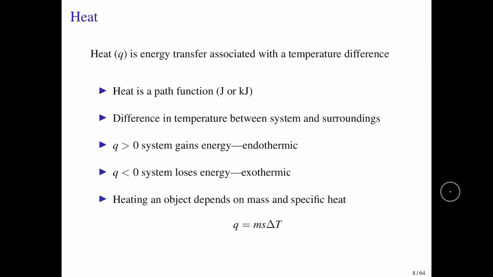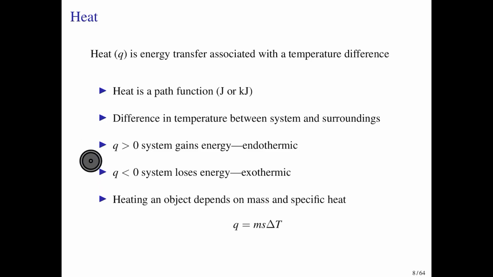We'll talk about heat next. Heat is another path function. It's the other path function, I should say. It's measured in units of energy, so joules or kilojoules. And it is also an energy transfer, but instead of being an energy transfer associated with a difference in force, it's an energy transfer associated with a temperature difference. So whenever there's a temperature difference between the system and the surroundings, you will have heat flow.